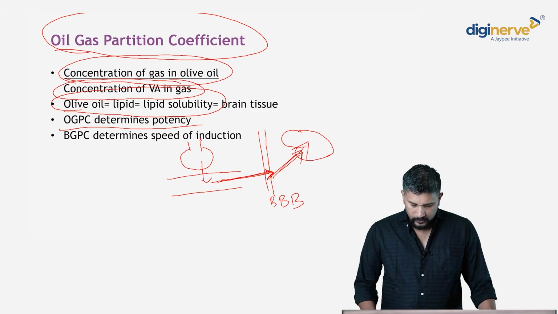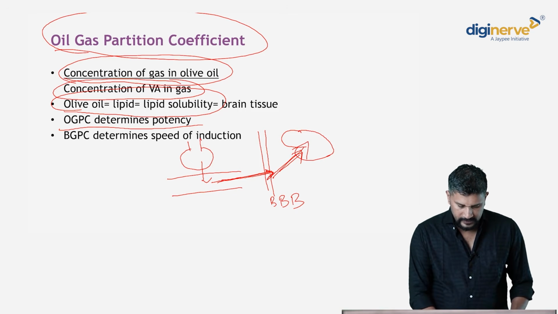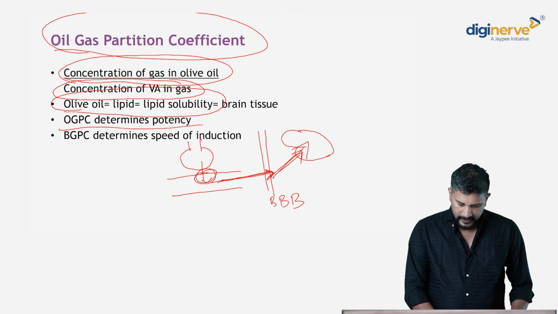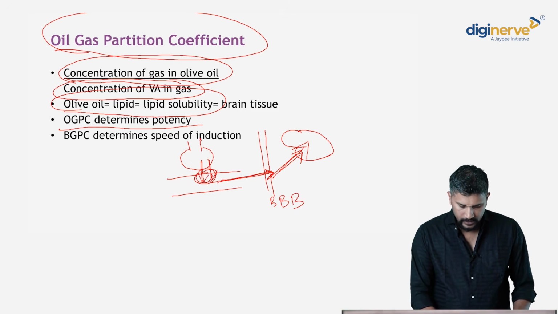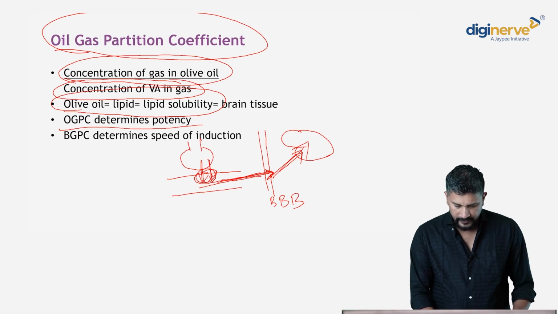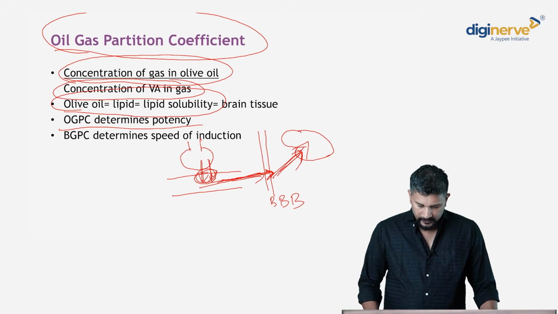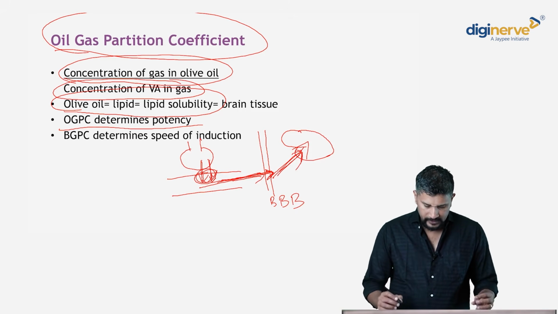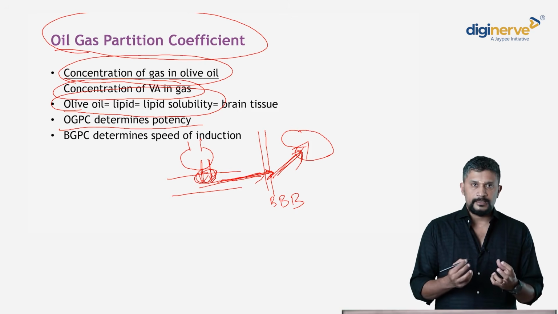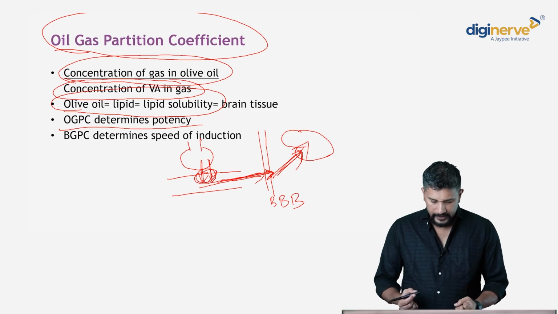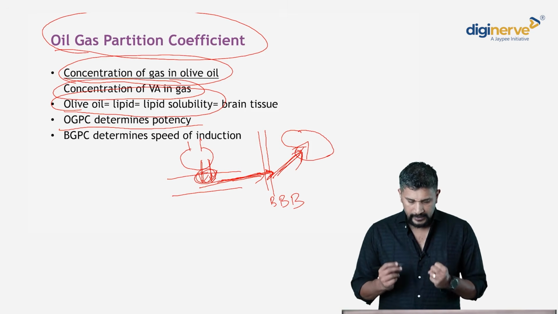On the other hand, volatile anesthetics with a lower oil gas partition coefficient will stay in the blood vessel and require higher amounts of gas to cross over through the blood-brain barrier and act on the central nervous system. So to summarize, your blood gas partition coefficient will determine the speed of induction of your anesthetic agent, whereas your oil gas partition coefficient will determine the potency of the volatile anesthetic.